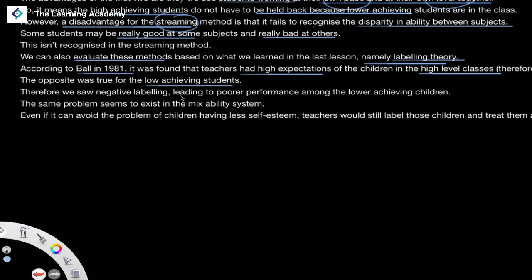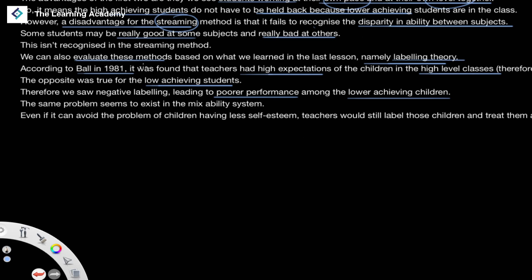If you're a teacher and you knew that you were teaching the bottom set class, you might automatically go into that classroom with the expectation that these children aren't particularly high achieving, they're not going to be particularly good at the subject, and you might treat them accordingly. And that could lead to a negative labelling of that child or those children in that classroom, and therefore poor performance among lower achieving children.